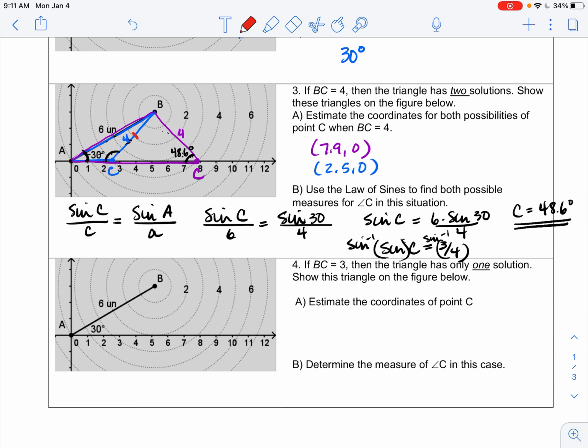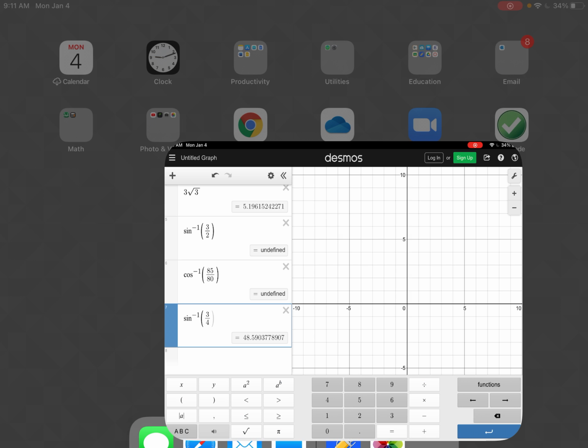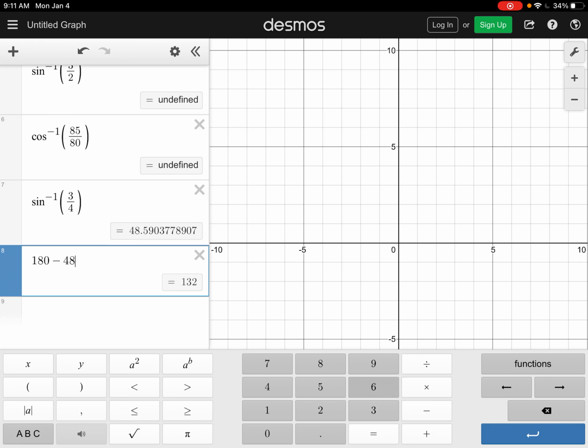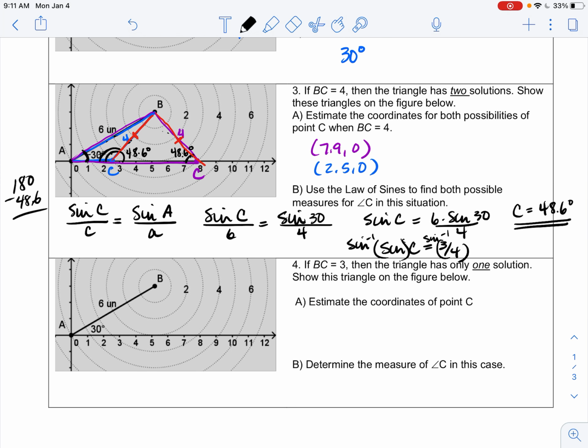Well, hopefully you recognize that you have yet a third triangle, which is an isosceles right here. And if these sides are congruent, that means this base angle is also going to be 48.6 degrees. Okay, so we have an isosceles. Base angles are 48.6. I can find the supplement of 48.6 to find the obtuse angle. And the supplement is just the difference from 180. So 180 minus 48.6, and that's 131.4. So our other option for C is 131.4 degrees.